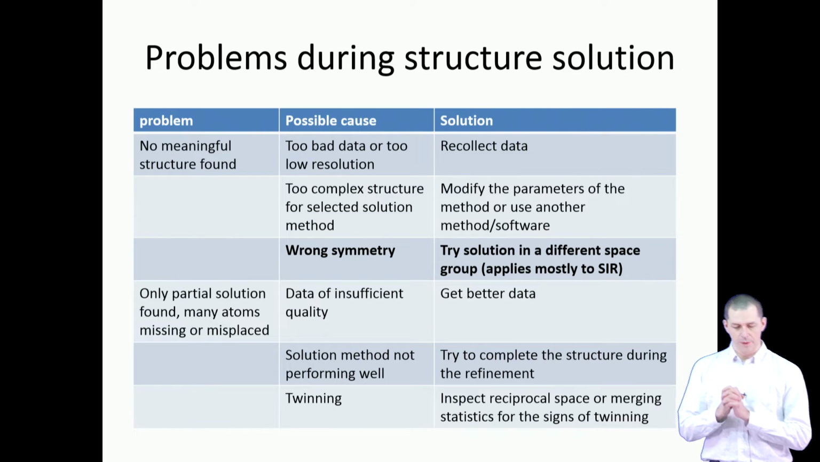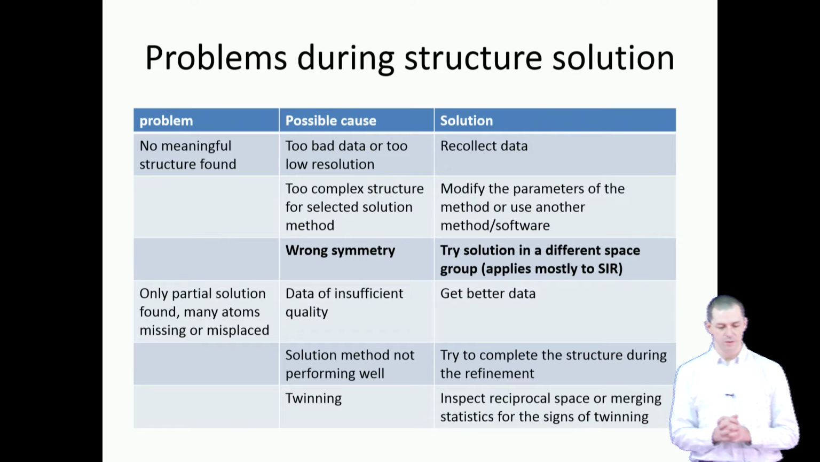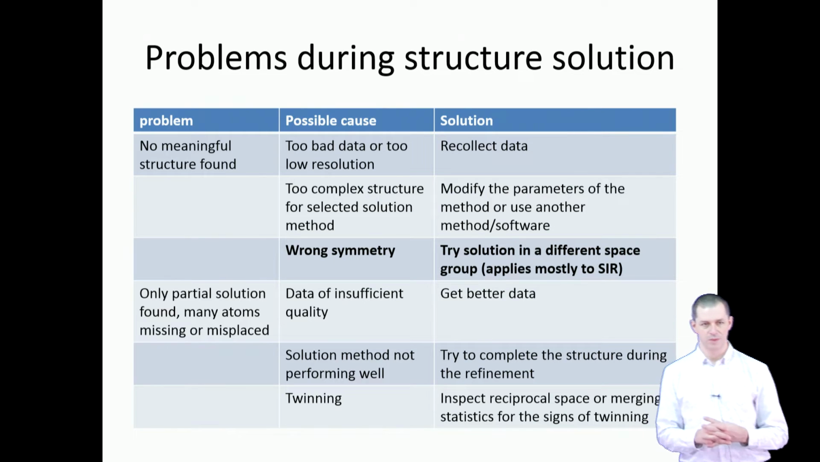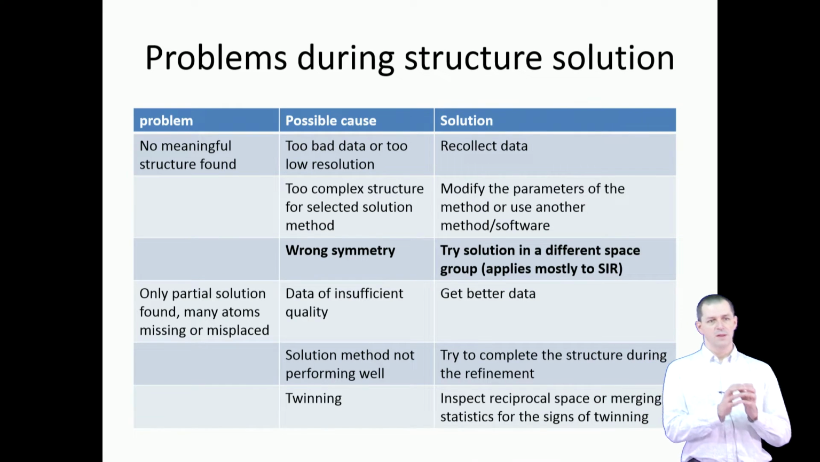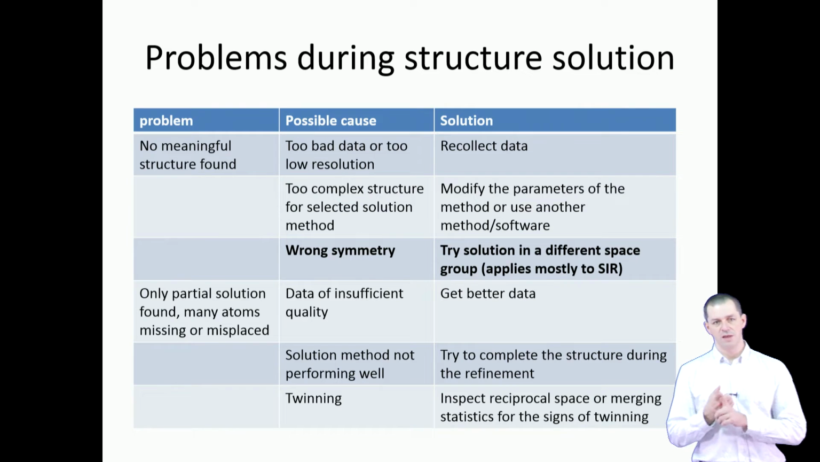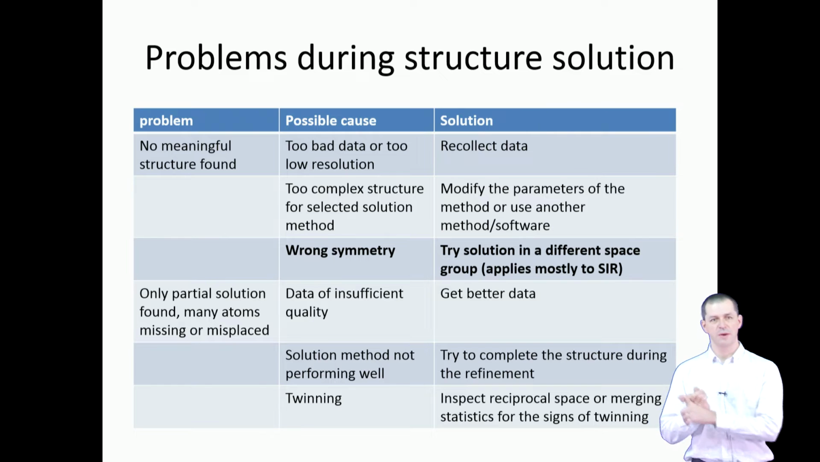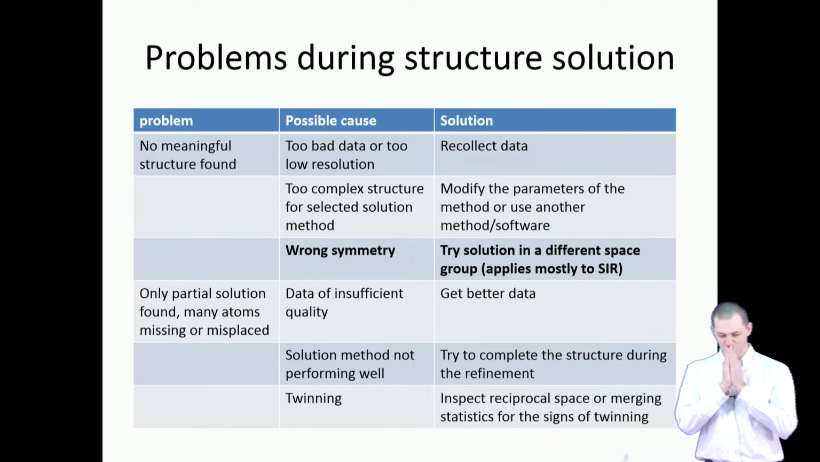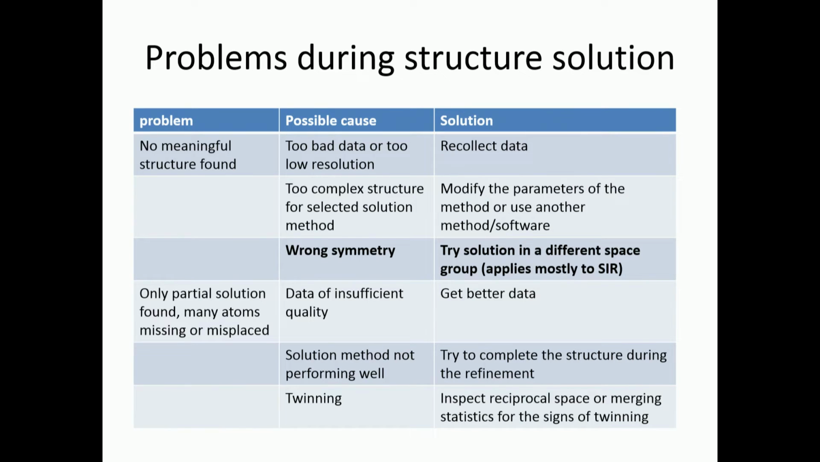A possible cause for a problem or for getting a non-meaningful solution is also wrong symmetry. If you guess the space group wrongly, the solution doesn't look good. This applies mostly to SIR, where you give the symmetry as an input, and SIR tries to solve the structure in that symmetry. Superflip and Shelx-T use an algorithm that is much less dependent on symmetry, and it guesses the symmetry during the structure solution process. So you can get a solution, you can get also the symmetry, and you can check that the symmetry suggested by the program is the symmetry that you guessed or estimated from the diffraction.